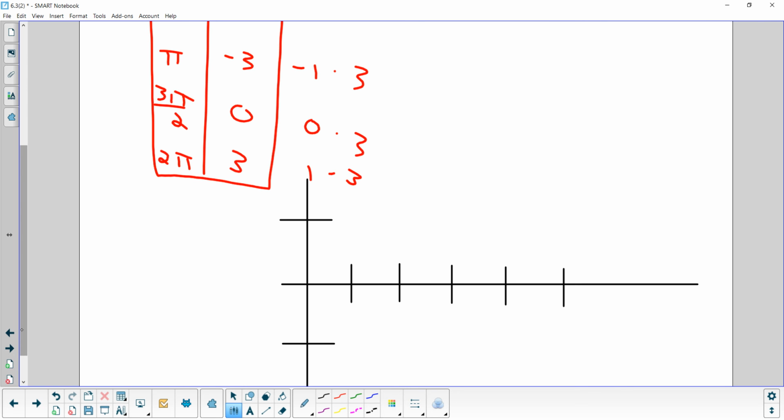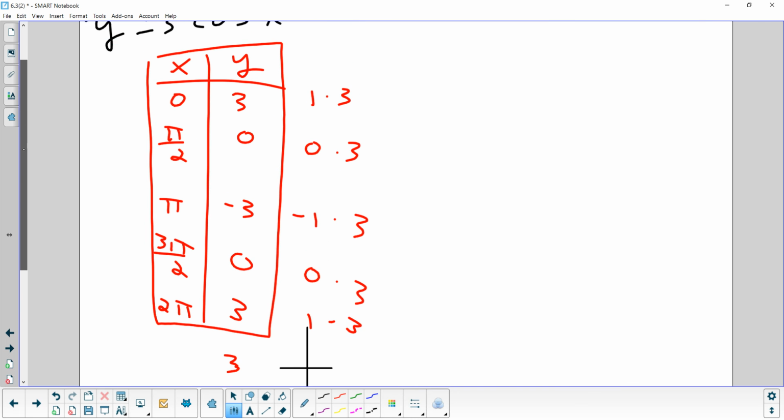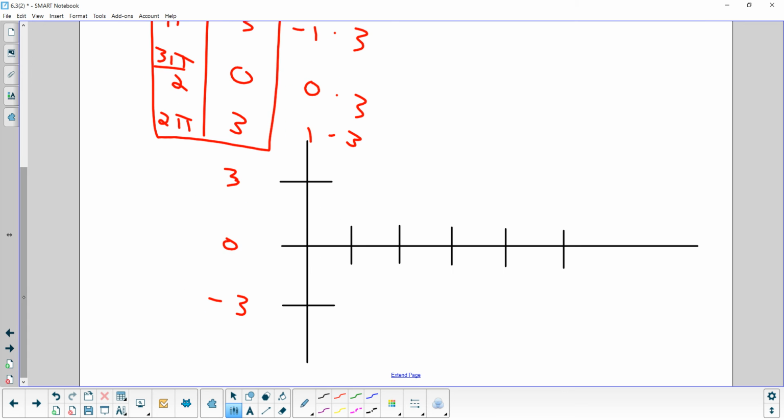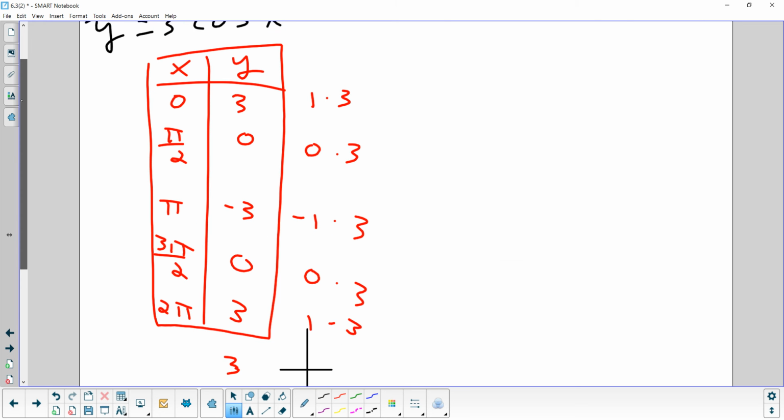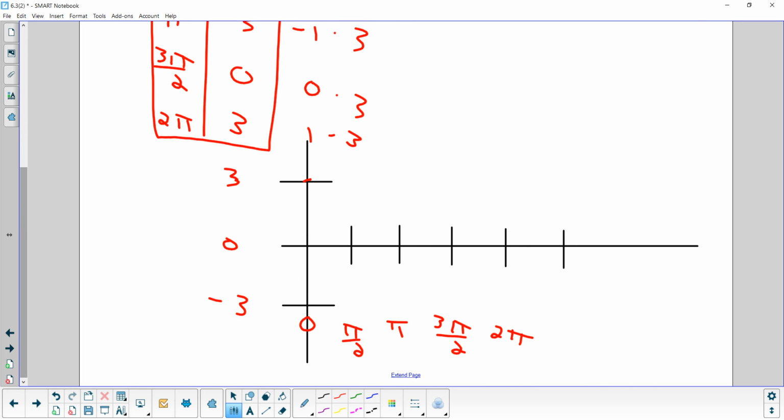All right, so now we have to set up our graph. What I usually do when I have an amplitude change, especially if the amplitude change starts to get really big, I scale my axes so I don't have to draw it that big. So I'm going to go by 3s on the y-axis. And then the x's I'm going to label using the values in that column. So we got 0, pi over 2, pi, 3 pi over 2, and 2 pi. All right, and then plot your points. 3, 0, negative 3, 0, 3.